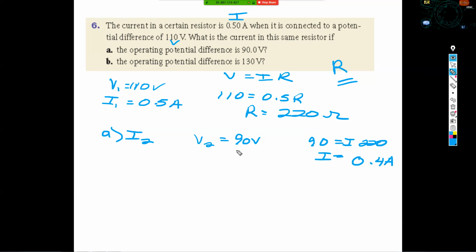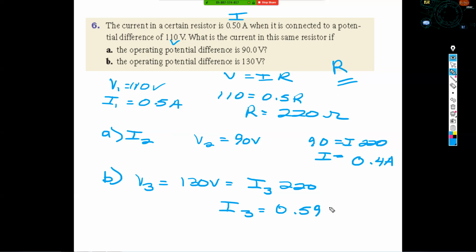Okay. Now you notice pressure, height of the water tower. If you have less pressure behind it, you're going to have a slower flow rate, and that's what we figured out. So for B, I have a higher pressure, a higher water tower, a bigger pump trying to pump that water in. I should see a larger flow rate. So V is 130 volts, which is I times still that 220, and that flow rate would be 0.59, a higher flow rate.